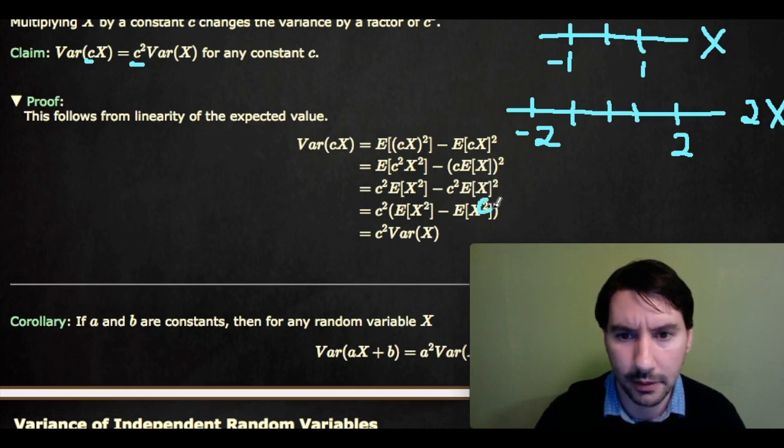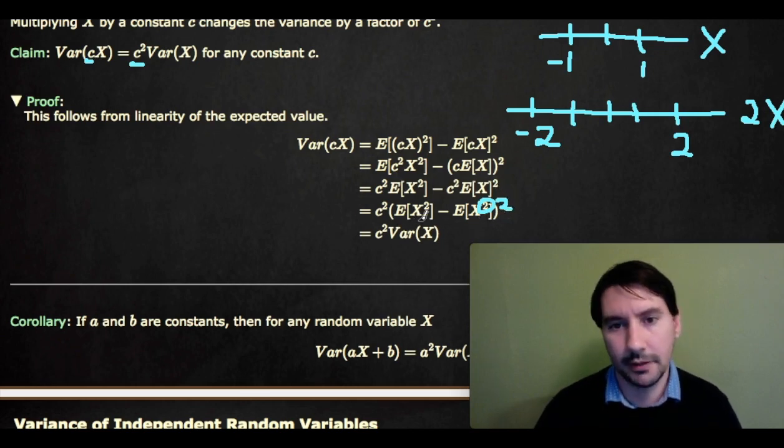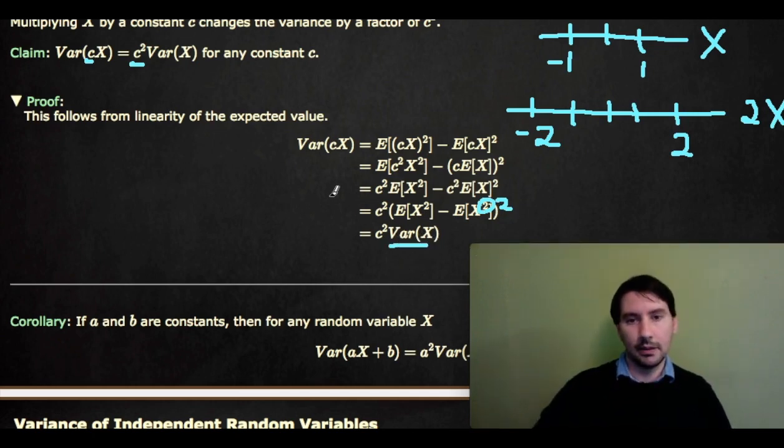Oops, and this square should be on the outside. That's a typo, because it's on the outside here. And E of x squared minus the quantity (E of x) squared is the variance of x. So these two things, once again, are equal. Variance of cx is c squared variance of x.